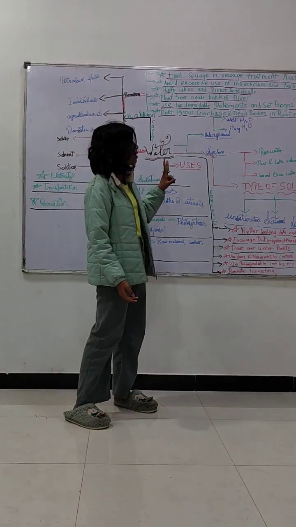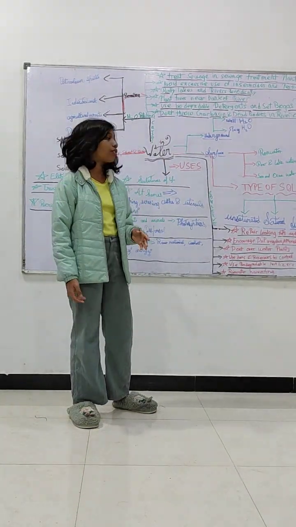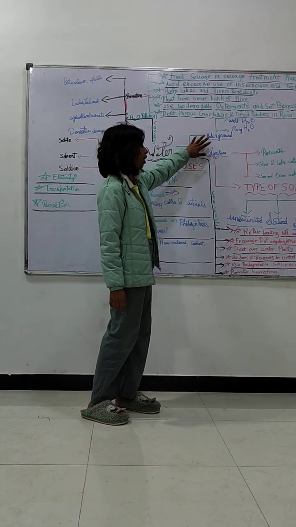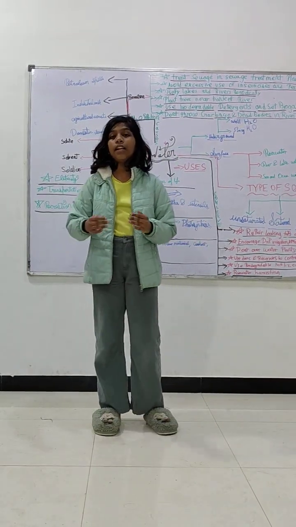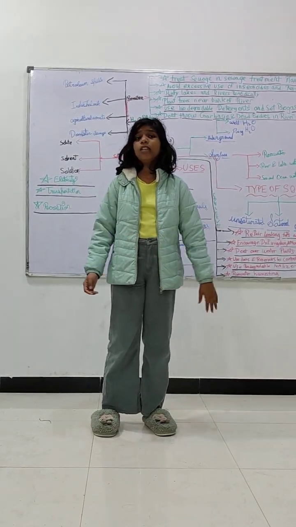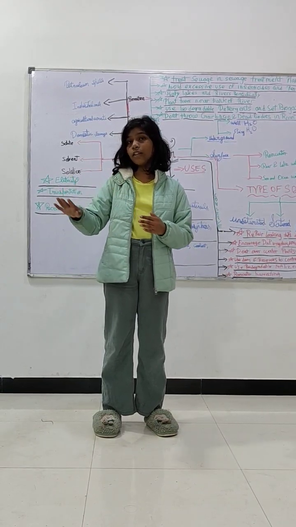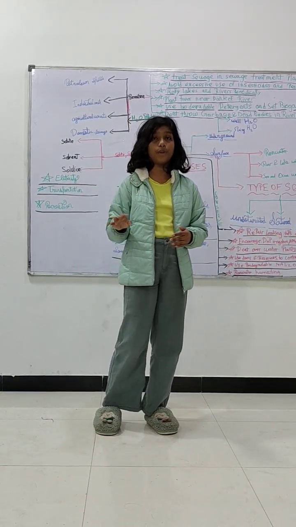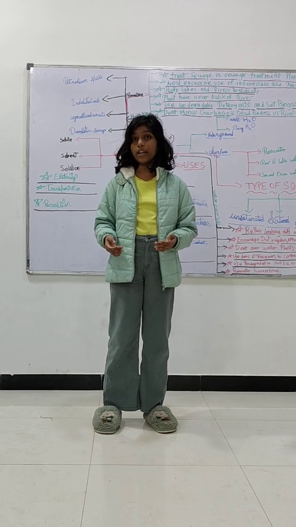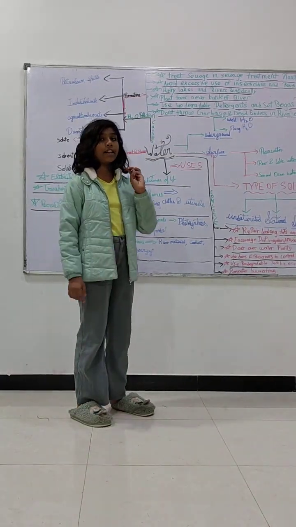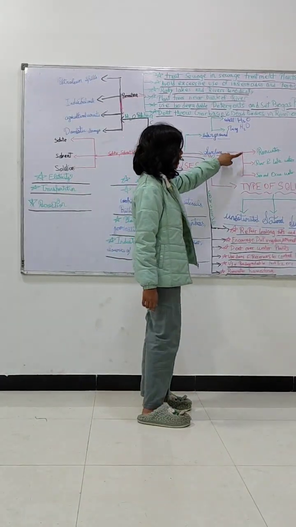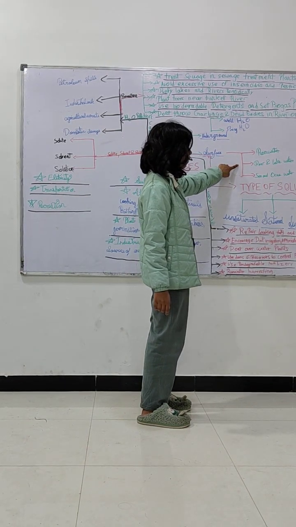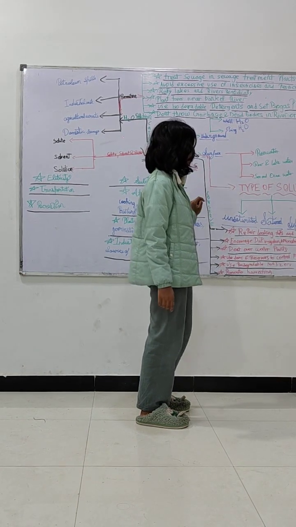So there are two main resources of water, which are surface water and underground water. First, let's learn about surface water. Water present on the surface of the earth is called surface water. Depending upon its purity, surface water is divided into three types. First is rainwater, second is river and lake water, and third is sea and ocean water.